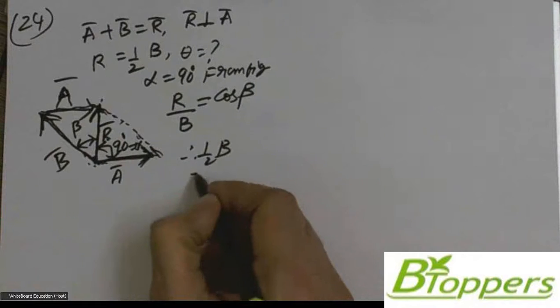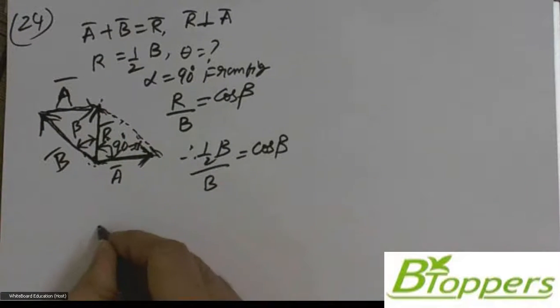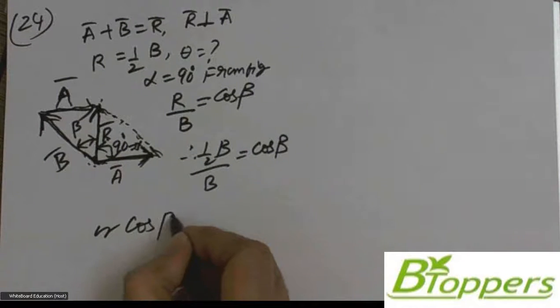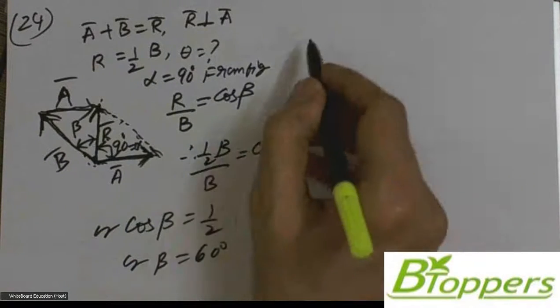Therefore half B by B equals cos beta. So I get cos beta equal to 1 by 2. Cos 60 degrees is 1 by 2, so beta equals 60 degrees.